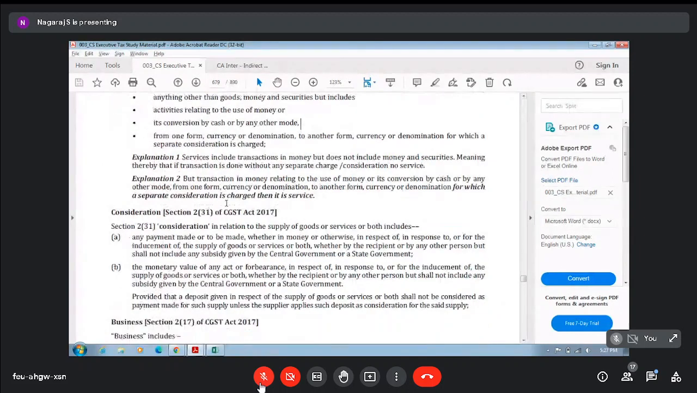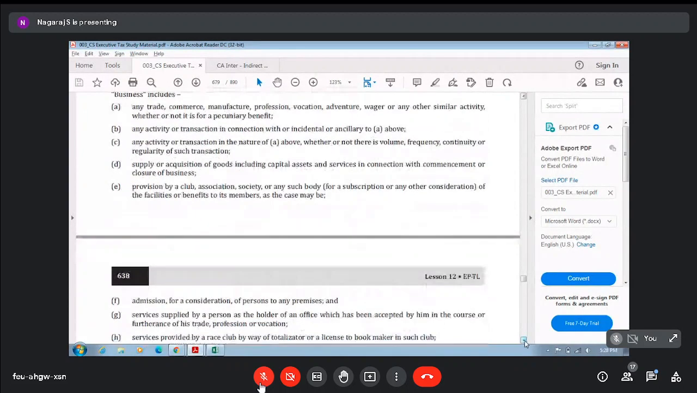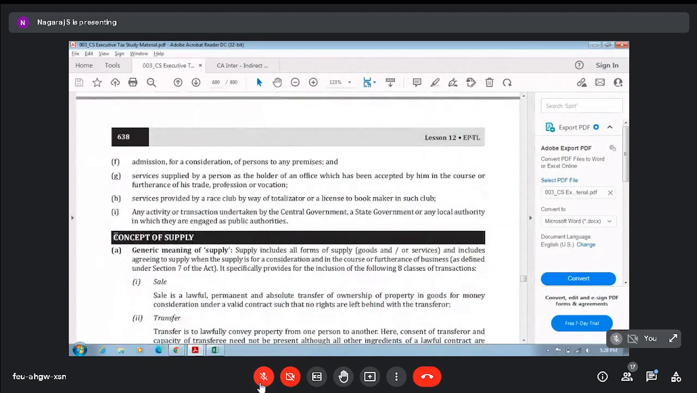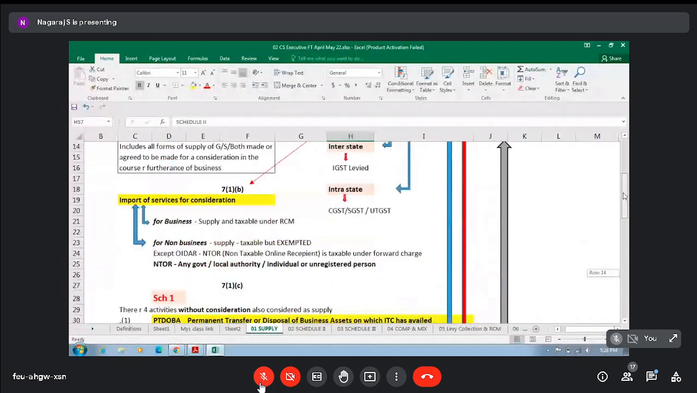Okay, I will not come to consideration because it is useless. Business also I will not come to. The definition I am not going to read. Now the important thing comes: concept of supply, Section 7. Okay, from here your GST starts.